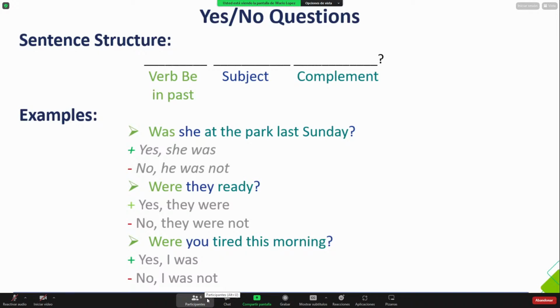Okay, seguimos with the second example. Were they ready? Yes, they were. No, they were not. Positive answer, yes, they were. Negative answer, no, they were not. And the last one, were you tired this morning? ¿Estabas cansado esta mañana? Here it is important to notice that the answer changed. Es importante notar que la respuesta cambia.